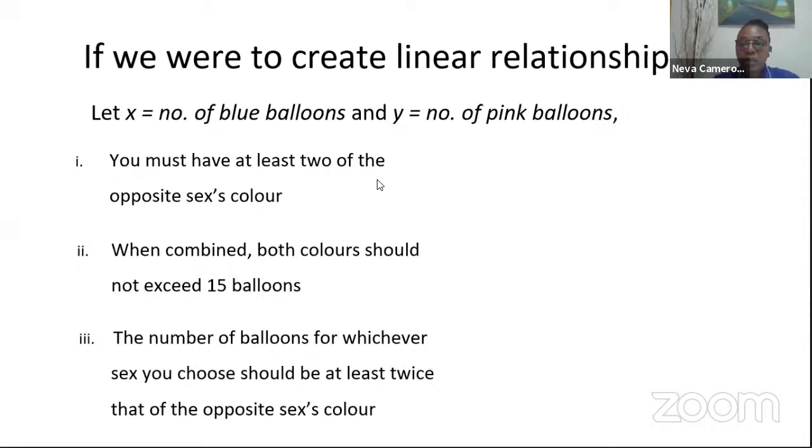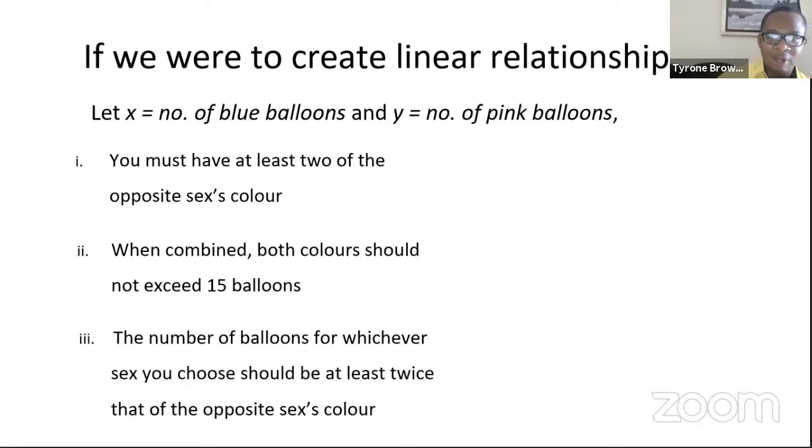All right, so I'm seeing where someone has 2x plus y. So let us think it through. Let's discuss that a little bit. X being the number of blue balloons, and we are saying for the opposite sex, we must have at least 2 of them. So which letter would be representing the number of balloons for the opposite sex? Would it be X or Y, if we are planning a boy party?